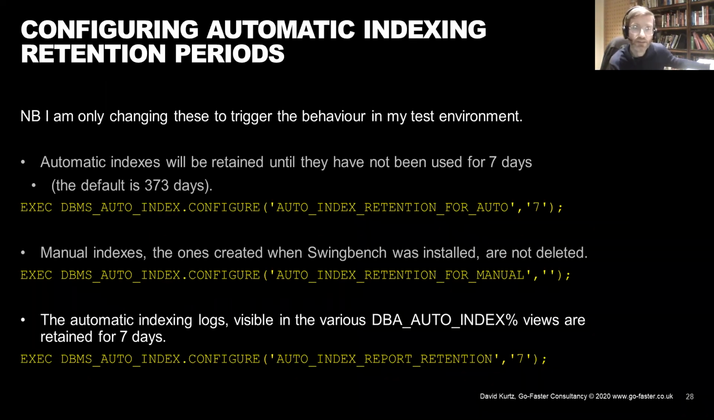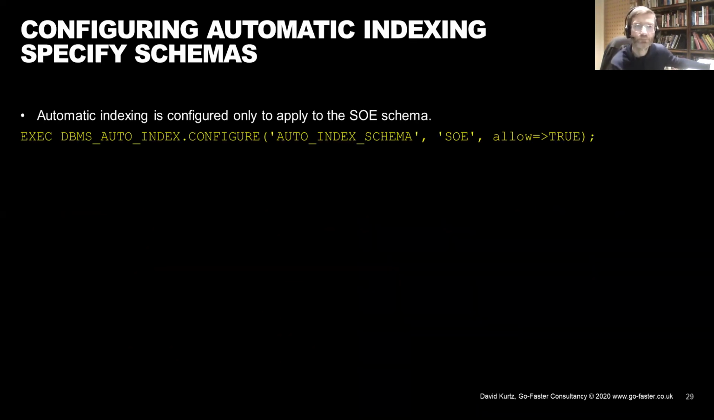And the automatic indexing task produces certain reports that are visible in some of the DBA auto index views. They're going to be retained for 7 days too. I can alter that. I can restrict automatic indexing to a particular schema. So I could have my application in several schemas, but only have one particular schema, for instance, subject to automatic indexing. I could design the application that way. In this case, I'm only going to let it loose on the SOE schema.